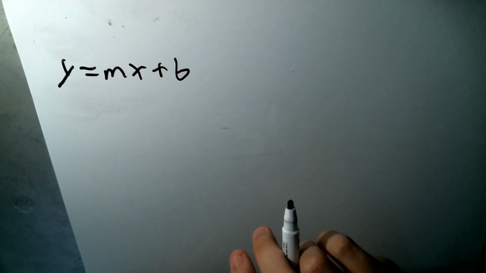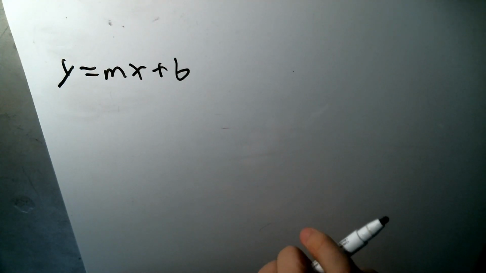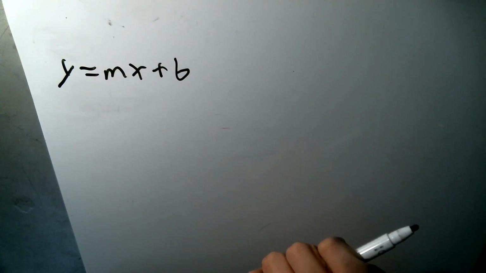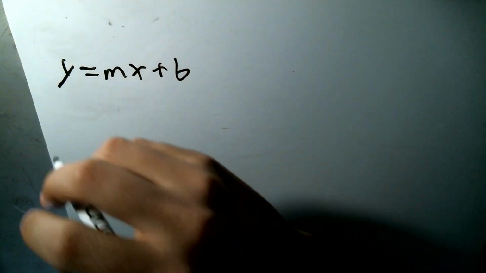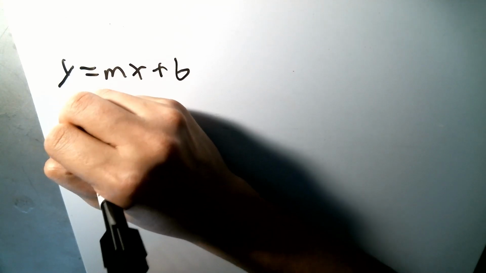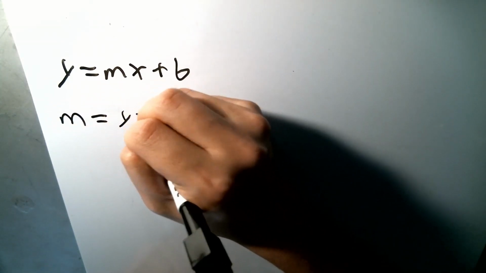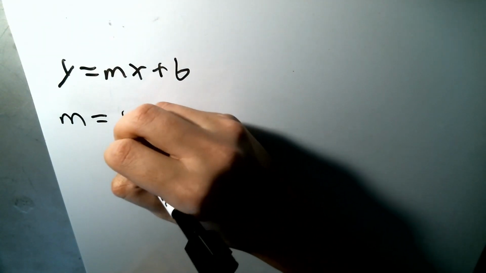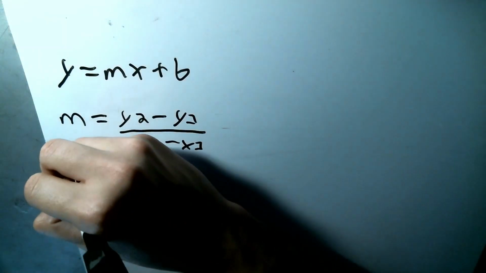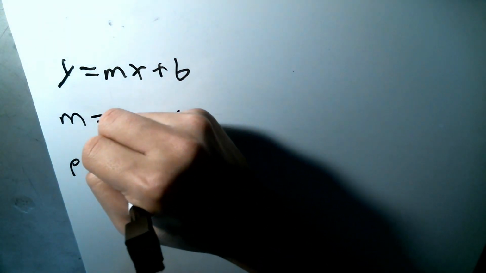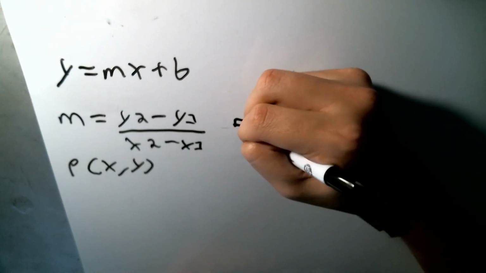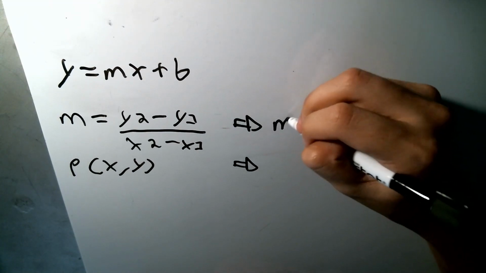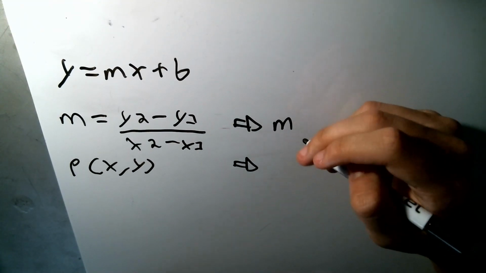Then we were also told that we are given two aspects. We are given the slope and a point. The formula for the slope is m equals y2 minus y1 over x2 minus x1, and the point is just x comma y. Okay, so because we can choose the values, we can choose them, but they have to be fractions.